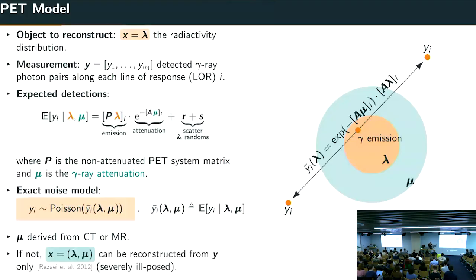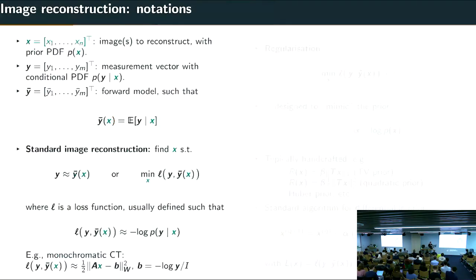And in absence of CT or MR, or just because we don't want to do CT or MR, we have to estimate lambda and mu simultaneously from the emission data y. And this is a very ill-posed problem, especially in absence of time-of-flight information.